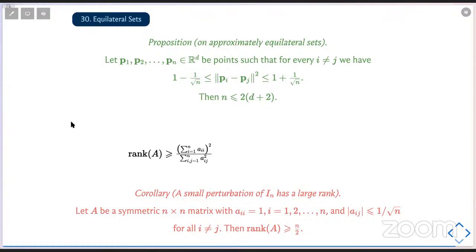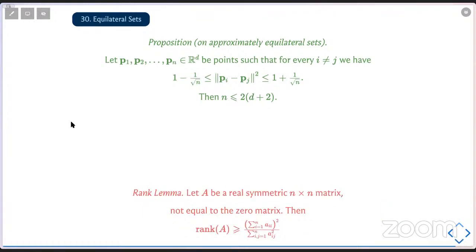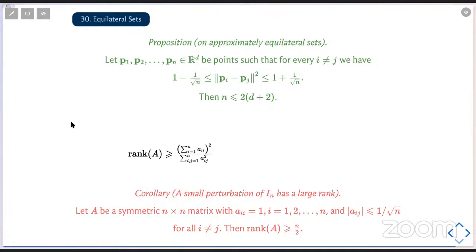This is really an immediate consequence of the previous rank lemma, which gives us the bound that you see on top. If you plug in the values from the matrix A in the corollary, then notice that when you sum a_ii, you get n, because you have ones on the diagonal. And in the denominator, we are summing the squares of all the individual entries. The squares of the diagonal entries are 1 squared, which is 1. There are n of those, so that sum turns out to be n.